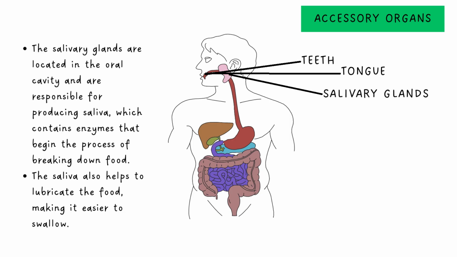The salivary glands are located in the oral cavity and are responsible for producing saliva, which contains enzymes that begin the process of breaking down food. Saliva also helps lubricate the food to make it easier to swallow.